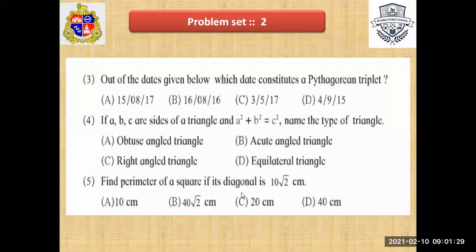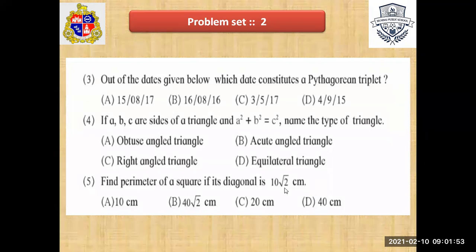Question 5. Find the perimeter of a square if its diagonal is 10√2 centimeters. In this question, first we have to find the side and then we can easily find the perimeter of the square. So how will we find the side? First draw the square. Diagonal means, in a rectangle or in a square, the diagonal represents the hypotenuse.